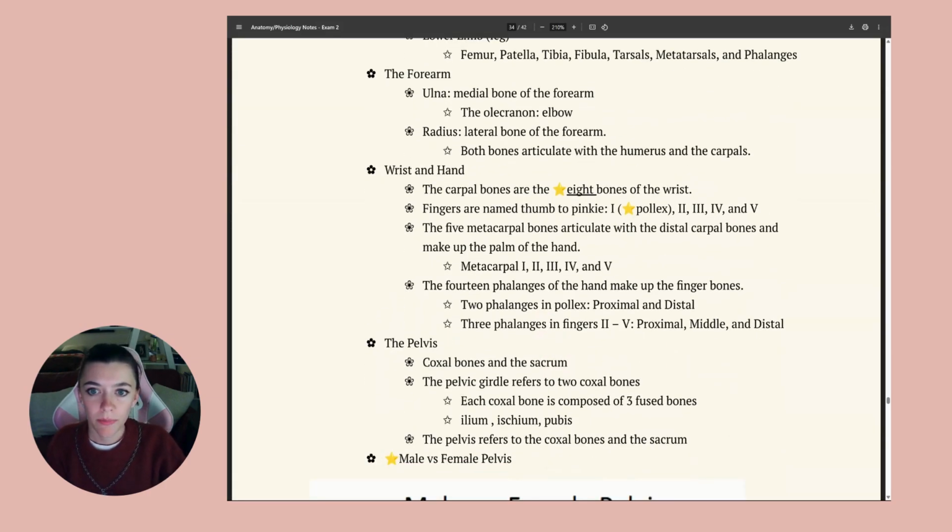The forearm. All right, so you've got your ulna that is on your pinky side, and it is the medial bone of the forearm. The olecranon is the elbow. Radius, lateral bone of the forearm. So remember, in anatomical position your thumbs are going to be facing out, so that makes it lateral. Both bones articulate with the humerus and the carpals.